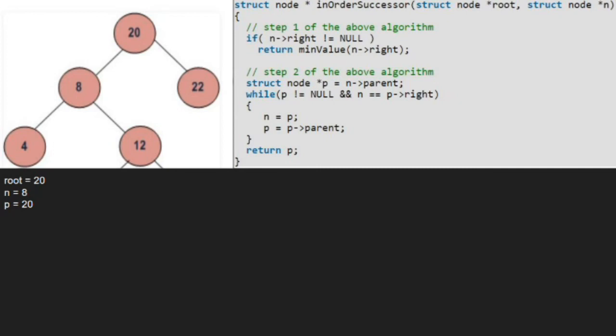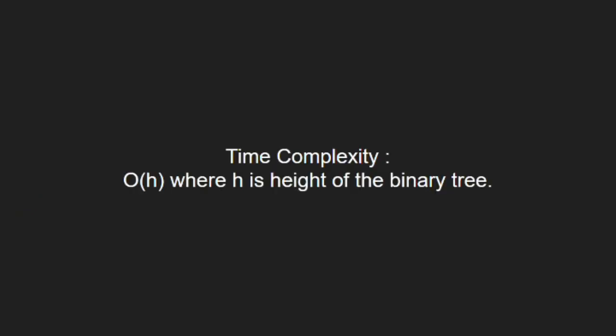Now, let us have a look at the time complexity of the program. This code will run in big O of h complexity, where h is the height of the binary search tree.